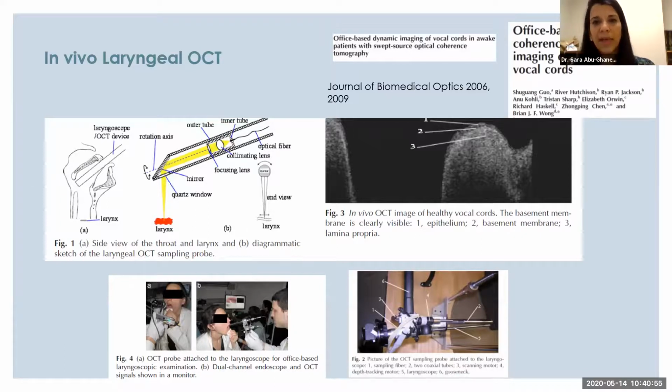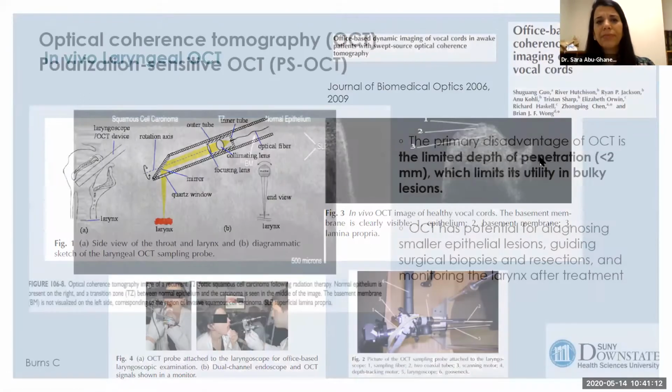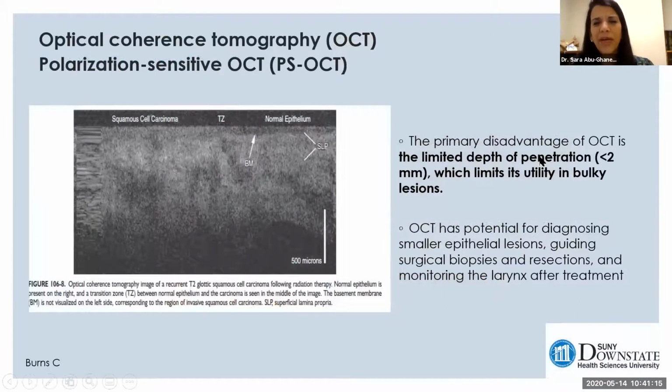It's really hard. This is one example of two papers that were published by the same group in 2006 and 2009, showing the use of OCT in clinic and how you can really nicely see images of healthy vocal folds and the layers of it. Obviously, the main advantage of the OCT is the depth of penetration. Again, with those thick leukoplakia lesions, this is not really helpful.